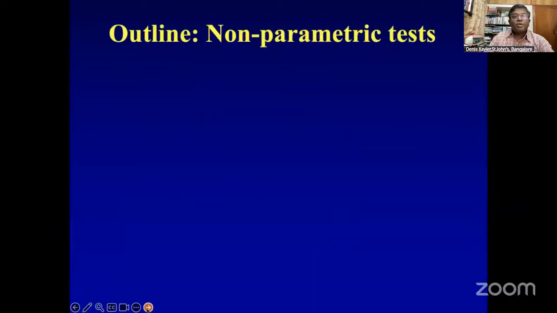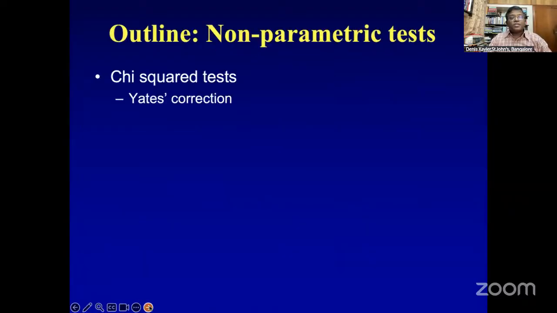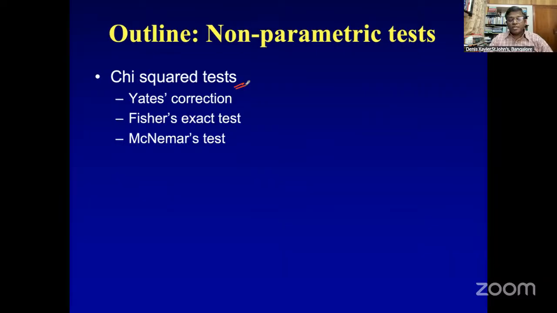So in non-parametric tests, we have the following. We'll do the chi-square tests. So always note it's not just a chi-square test, it's plural, it's chi-square tests. So within that, we have Yates correction, we have Fisher's exact test and McNemar's test. I'm sure you have seen all of this in journal articles in the statistics section. And today we'll get a little more clarity.